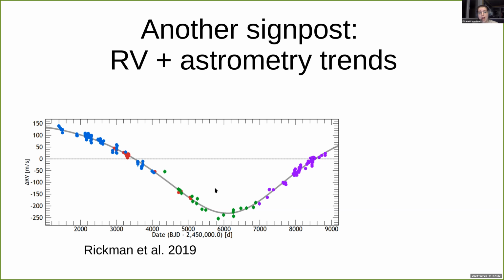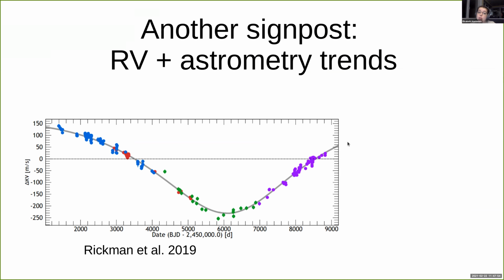This is an example of that from Emily Rickman. So this is a 2019 paper where you can see this really lovely long radial velocity trend, which represents, the orbit actually isn't complete, but it seems to represent an orbit of around 40 to 50 years for the full radial velocity measurement.